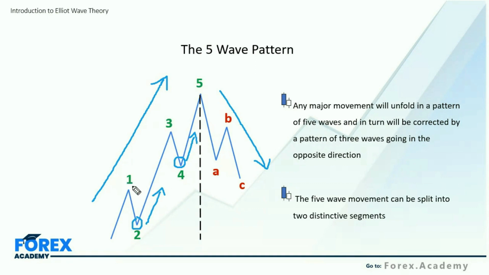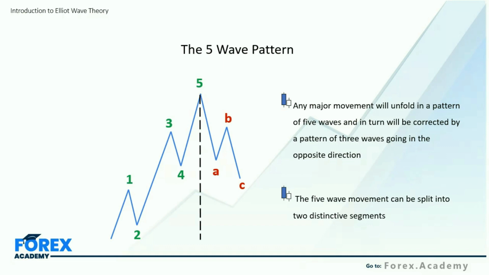And if you can identify 1, 3, and 5, what it will do for traders is potentially give them an opportunity, in this case, to sell the market and benefit from this reduction or pullback in price action. And you can use this 5-wave pattern to do that, followed by a 3-wave correction. And that is the basic premise behind Elliott's wave theory.